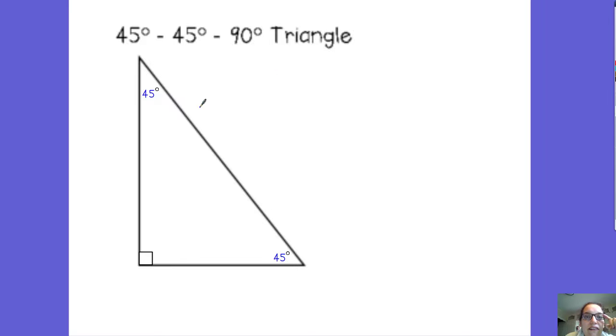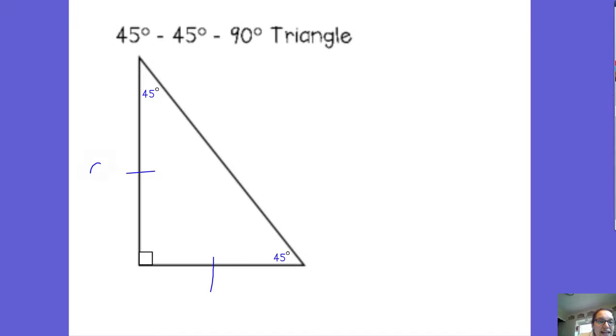So let's say we have a 45, 45, 90 triangle. So it's a right triangle and two of its angles are congruent, which means it's an isosceles triangle. So sometimes you'll hear this called the 45, 45, 90 triangle. Other times it's an isosceles right triangle. Those mean the same thing because if it's a right triangle and it's isosceles, the two base angles have to be 45 degrees. So these two legs are going to be congruent by the converse of the isosceles triangle theorem. If those base angles are congruent, then those sides are congruent.